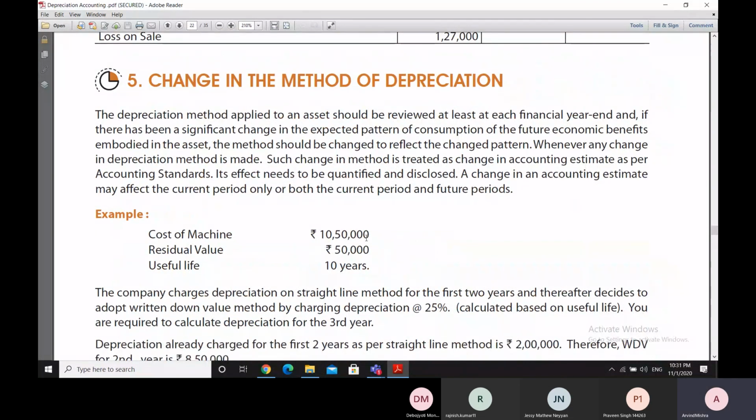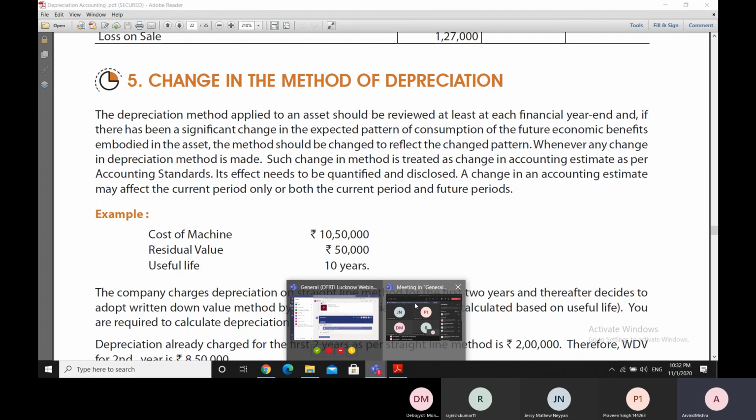Now, having completed depreciation accounting up to this level, we will be moving towards change in the method of depreciation. How do we account for situations where we have to change the method of depreciation? We'll try to learn that in the next part of the lecture that we will be delivering tomorrow morning at 8 a.m.